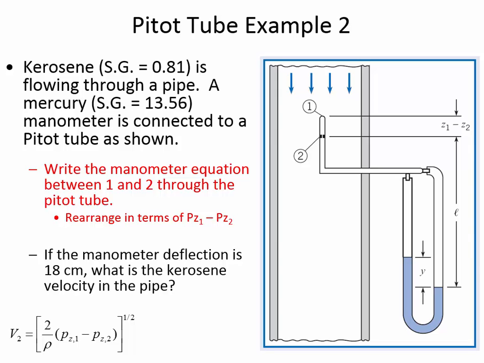And then the same thing with this manometer fluid here, which is mercury, which is often selected because it minimizes the deflection, Y. Since it's such a dense fluid, that helps us out a little bit. So the first thing that it says we want to do is write the manometer equation between 1 and 2 through the pitot tube. And then we're going to rearrange it in terms of the difference in piezometric pressure.